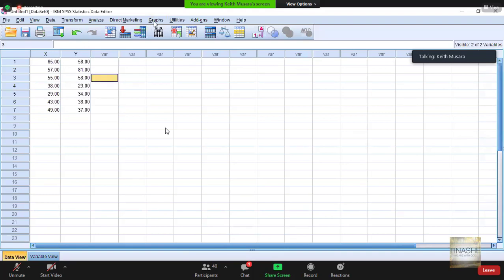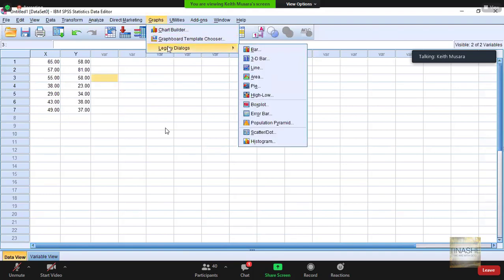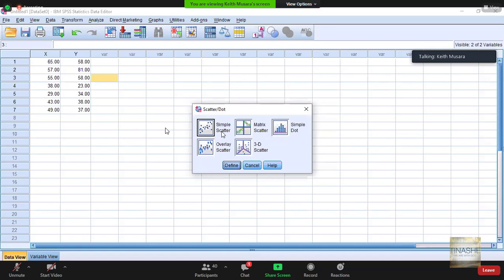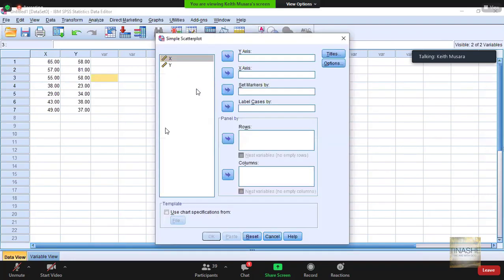There's the graph part, right, which shows you whether you want a scatter plot. So you go on graphs and click the dialog box, and then you go to scatter plot. There is a simple scatter plot and a matrix scatter plot, but our focus is on a simple scatter plot. So you define the one that you want. Since we talked about a situation where we've got a dependent variable and an independent variable, we have to draw the independent variable where it's supposed to be.